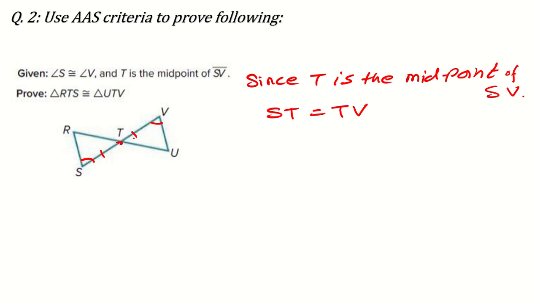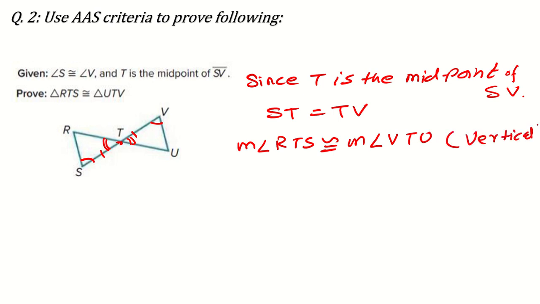What angle else can we make equal here? We can make these two angles equal. Yes or no? Measure of angle RTS is equal to measure of angle VTU. Why will they be equal? Because they are vertical angles. Yes or no? They are vertical angles. So again the problem remains the same. It is satisfying ASA criteria, because angle is equal, then side is equal, then angle is equal.